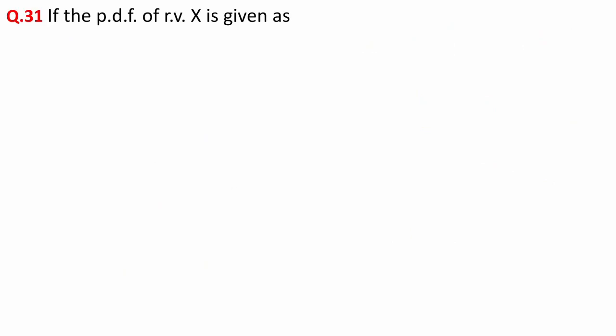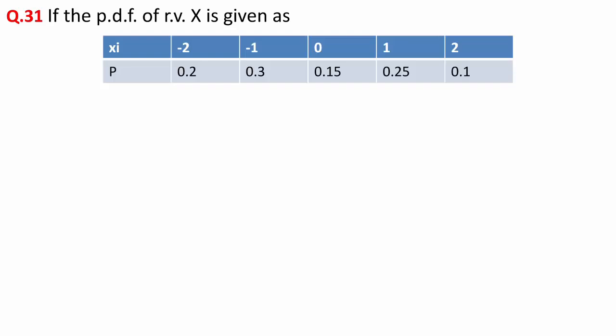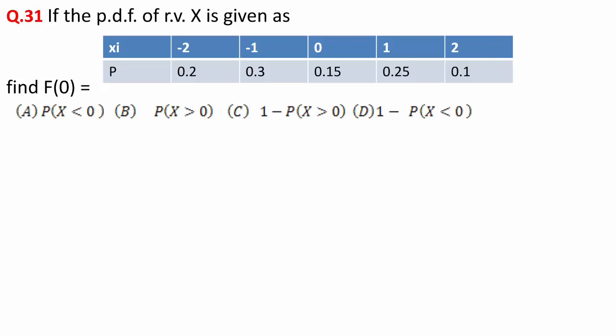Question 31. If the PDF of a random variable x is given as: when x is equal to minus 2, probability is 0.2, for x equal to minus 1, probability is 0.3, for x equal to 0, probability is 0.15, probability of x equal to 1 is 0.25, and probability of 2 is 0.1. Find f of 0. Options: A probability of x less than 0, B probability of x greater than 0, C 1 minus probability of x greater than 0, and D 1 minus probability of x less than 0.